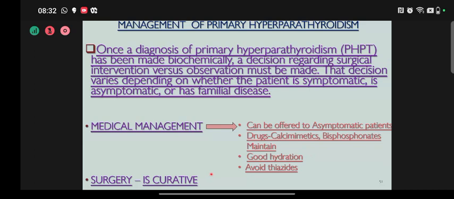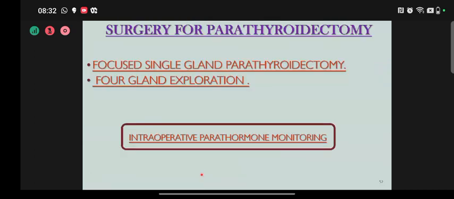Then the surgery, it is curative. And for parathyroidectomy, we have two options in the surgical part: a focused single gland parathyroidectomy and the four gland exploration.